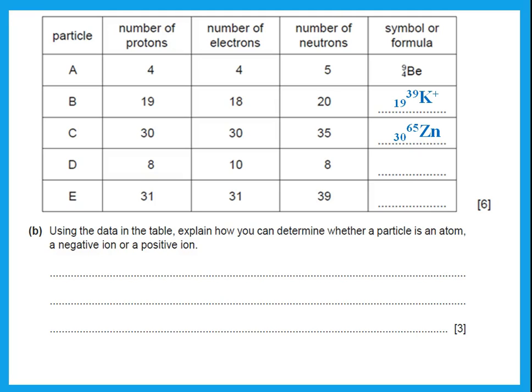Particle D, number of protons is 8. So I look for which one has a small number 8, and I find that that's oxygen. And the mass number is the total of protons and neutrons, so 8 plus 8 is 16. Now this one has 10 electrons. 10 electrons means it has gained 2 electrons extra to the original 8, and that means it has a 2 negative on it.